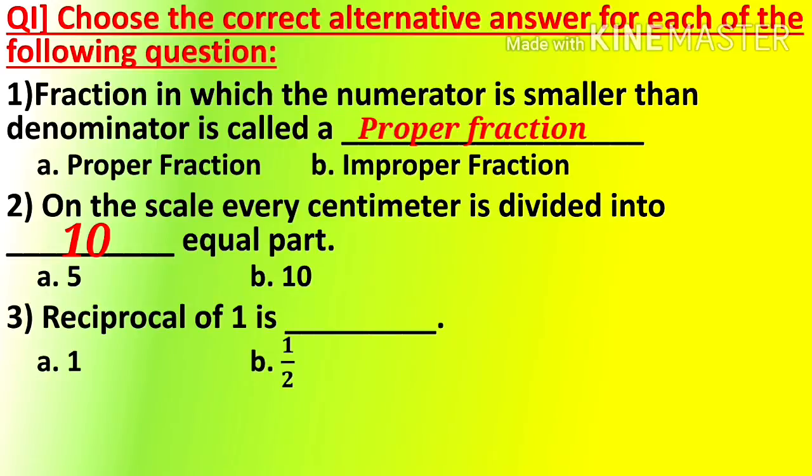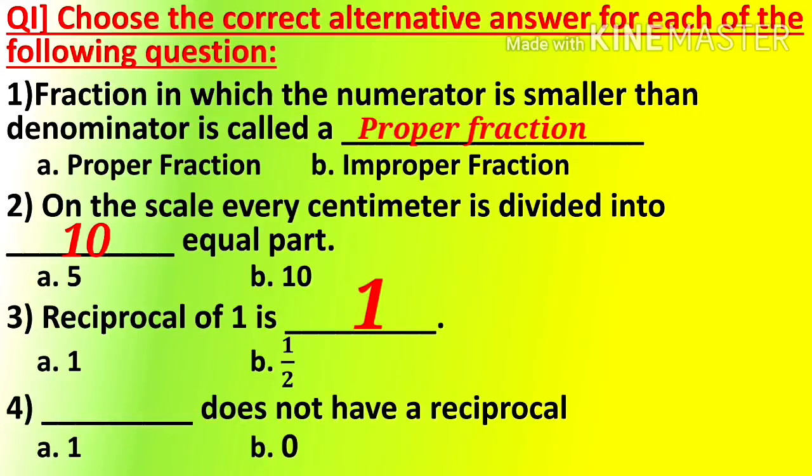And the third fill-up is given. Reciprocal of 1 is dash. Options are given: 1 and 1 upon 2. So students, reciprocal means numerator becomes denominator and denominator becomes numerator. So 1 is the whole number, so the denominator will be 1. So reciprocal of 1 is 1 upon 1. It means 1. So our correct answer is A, option 1.